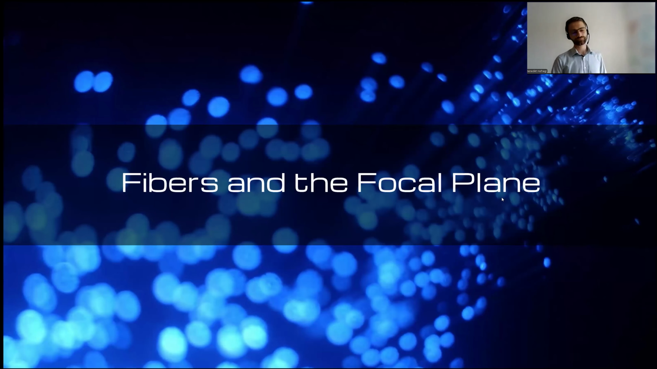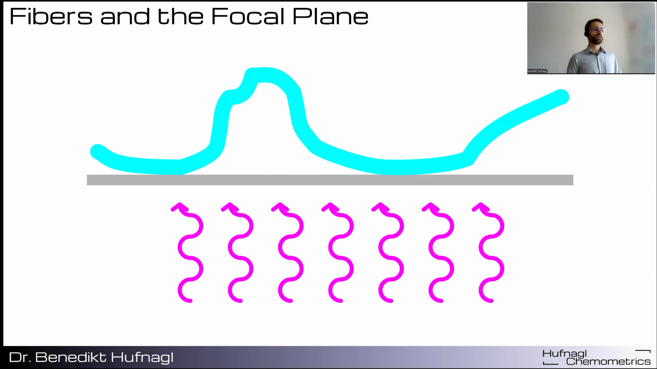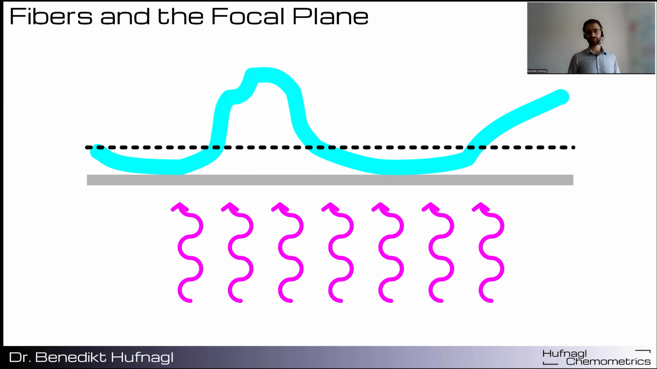All right. Next thing is fibers and the focal plane. So fibers are also very common in the environment, but also, of course, in textile samples. And the problem with fibers is that they are not flat on the filter, and therefore they are not aligned with the focal plane. And this, of course, is a problem because you get out of focus spectra. And how that looks, we're going to see in the next slides.